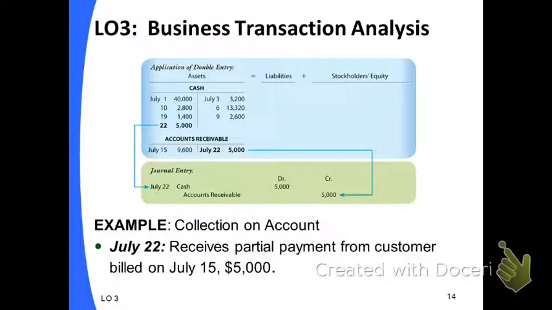Next, we're going to collect on the account receivable that we had created before. So when we collect on an account receivable, we're going to be getting cash in. So we received a partial payment from the customer on July 15th for $5,000. So we're going to record an increase in our cash for $5,000. And now, since they don't owe us as much anymore, we're going to decrease our accounts receivable by $5,000.